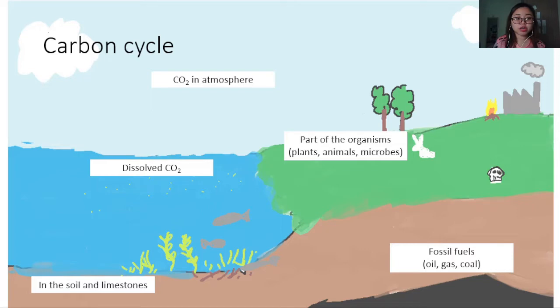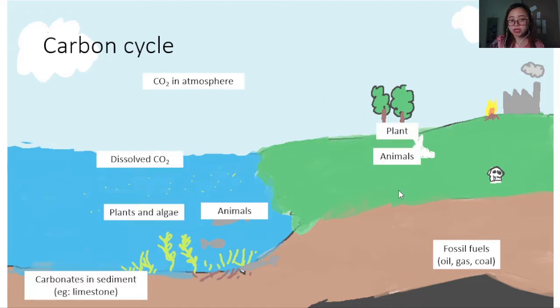So this is put into an illustration. This is where you can find the components of the carbon cycle. Now, I want to break it down a little bit more. Okay, CO2 in atmosphere and dissolved CO2 are still the same.